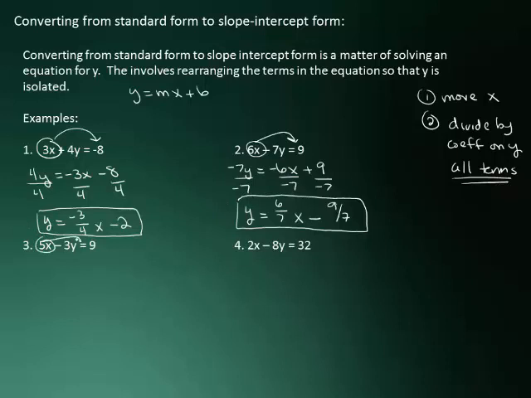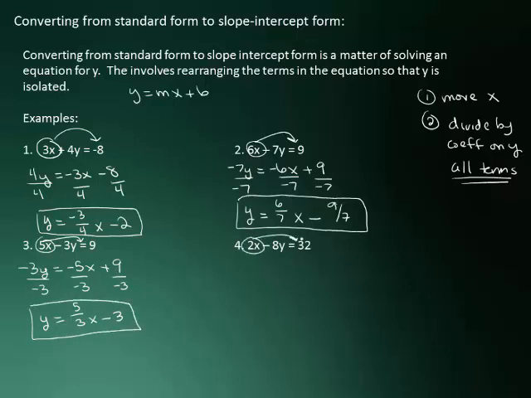Okay, I move my 5x over. I have negative 3y is equal to negative 5x. Again, it was positive, so now it's negative because I switched signs. I divide everything by negative 3. And I get y is equal to negative over negative is a positive. And 9 divided by negative 3 is negative 3.